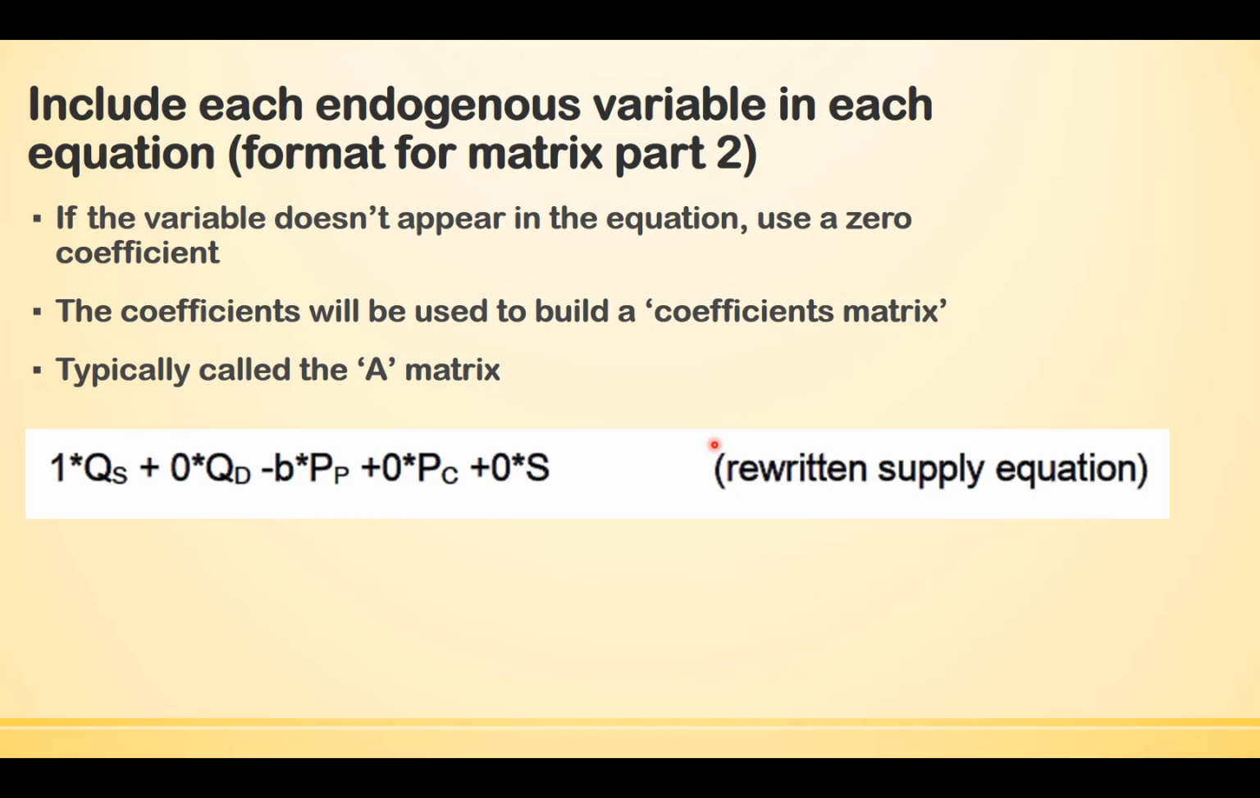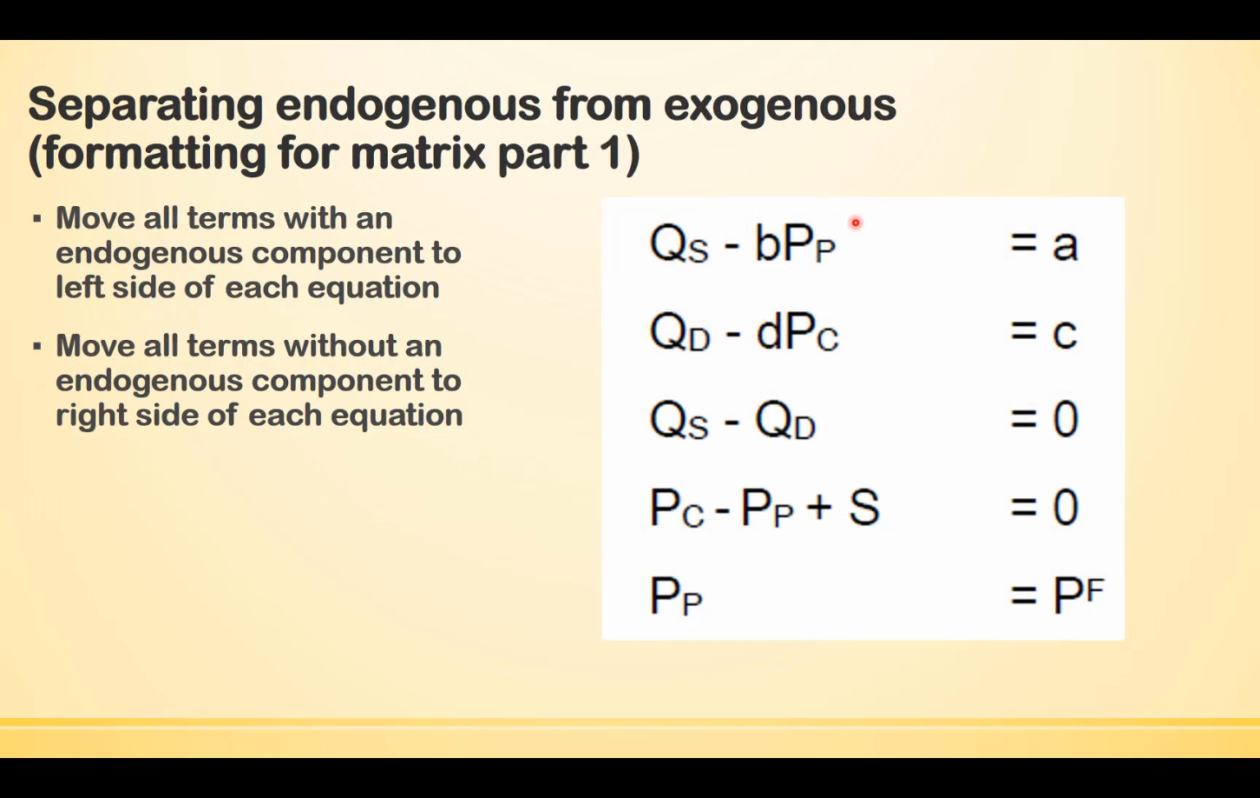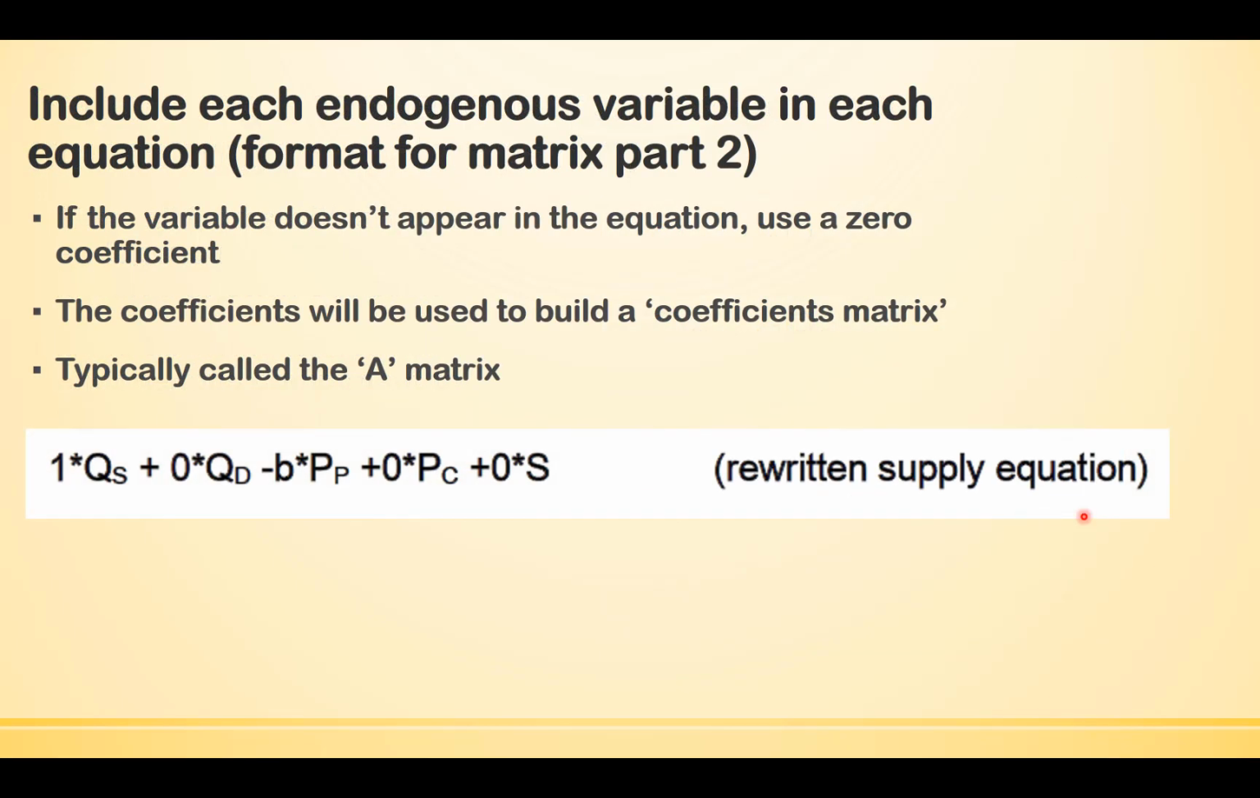Okay, so that's step one. Step one is converting everything to this format: endogenous, exogenous. Step two means writing the equations as though every endogenous variable is in every equation. Okay, and so what does that mean?